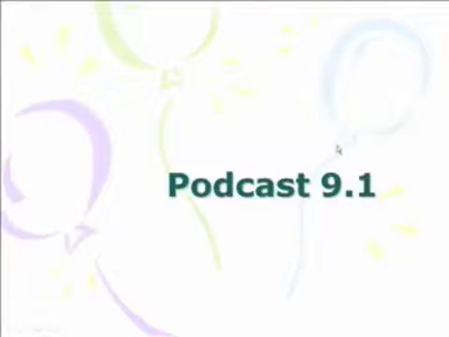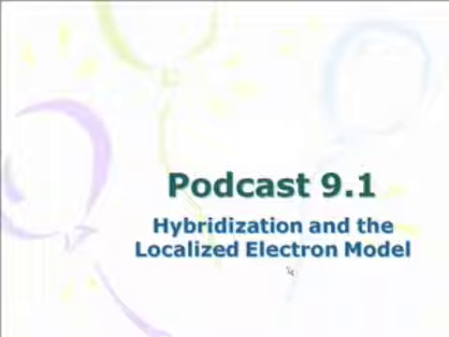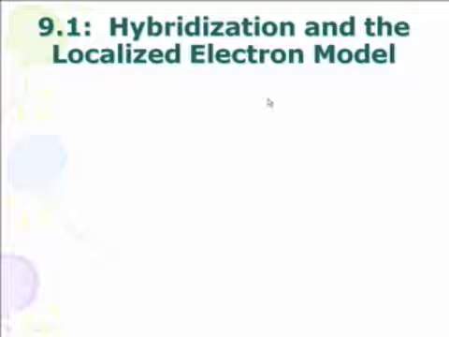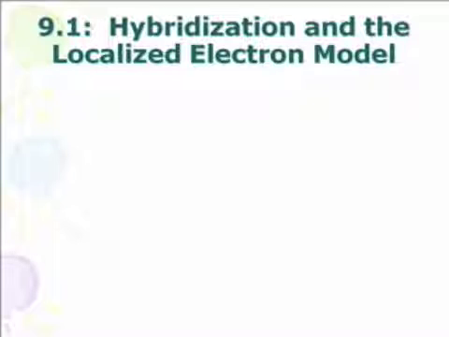So let's see if we can see how that works with our lesson today. So today we're going to do hybrid orbitals, and this is podcast 9.1 in our lessons: Hybridization and the localized electron model. We're actually now, by the way, in chapter 9. So we have now moved out of chapter 8. So let's kind of talk ourselves through this.